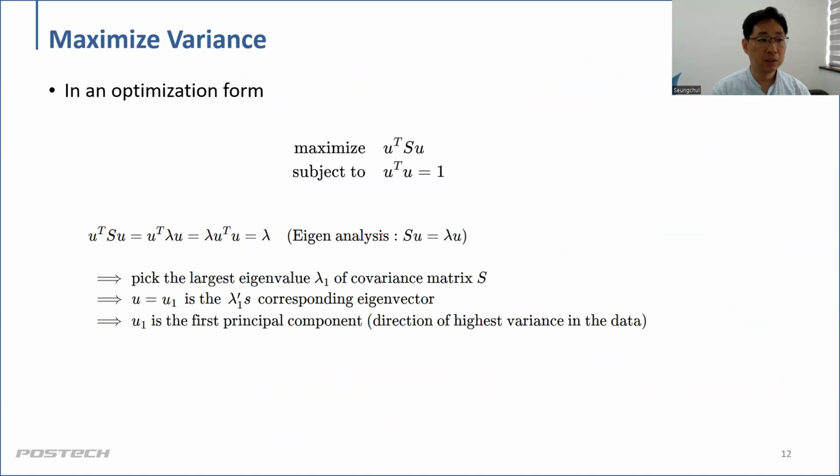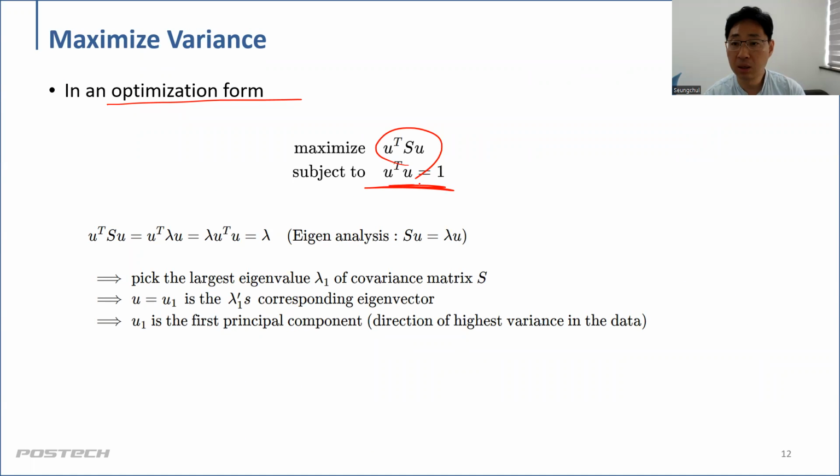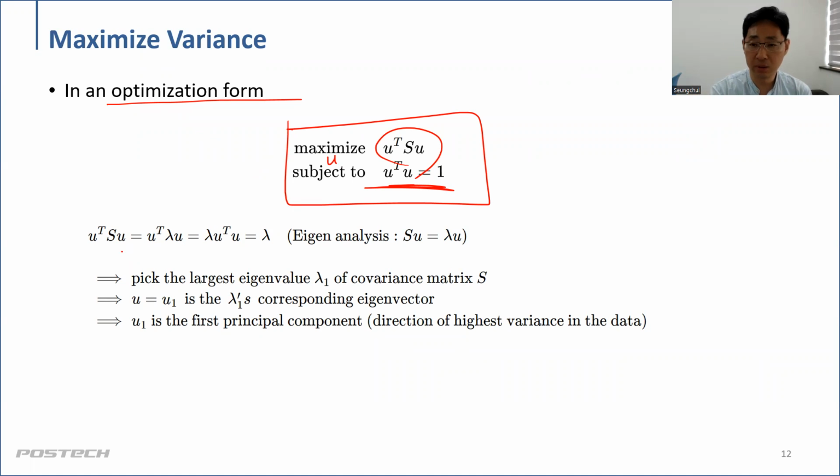Okay. Now we can put everything together and make a beautiful optimization form. Again, this is, as in the previous one, the variance of the projected data set. What's the constraint? We assume we start from unit vectors, so this is the constraint. In this optimization problem, we have the objective function and the constraint, and the decision variable is U.